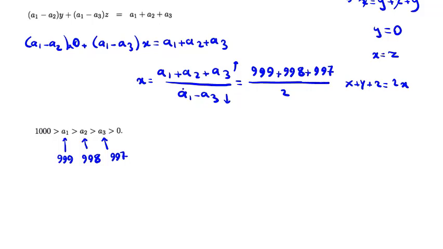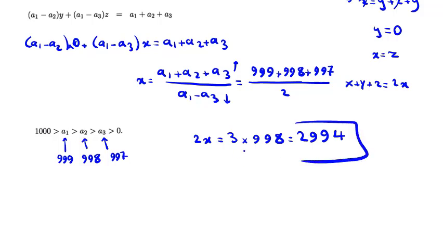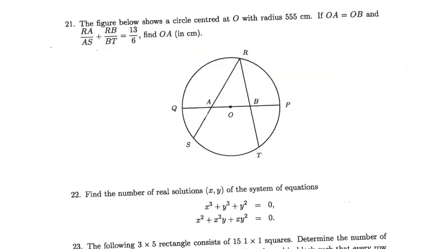And here it is x, we should find 2x. So the answer of the problem, 2x, is what? 999 plus 997 is 2 times 998, so it will be 3 times 998. It will be 3 times 8, 24, 3 times 9, 27, we have 2994. So the answer equals 2994.